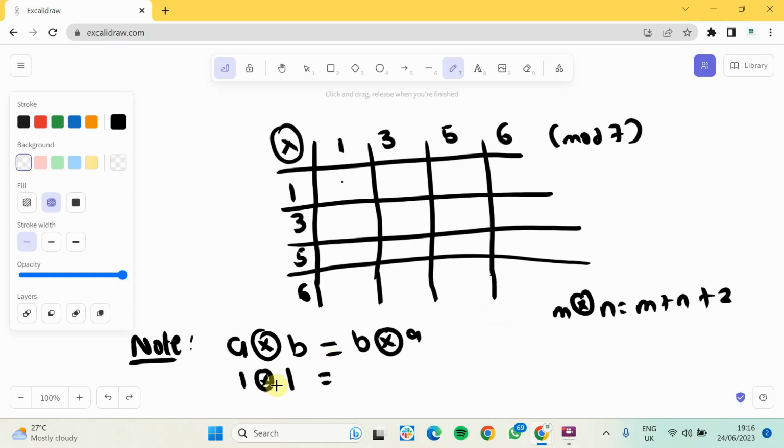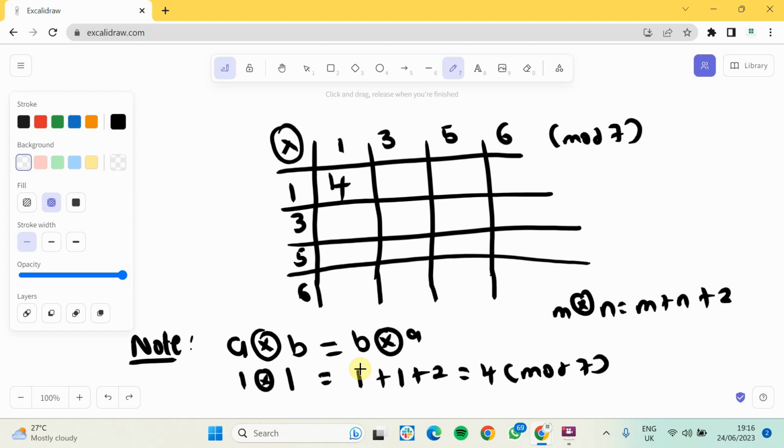For me to be able to solve this, I need to reference this value. So that would be 1 plus 1, plus 2. 1 plus 1 is 2, and 2 plus 2 is 4. So this value is not up to the mod, so this would be the representation: 4 in mod 7.